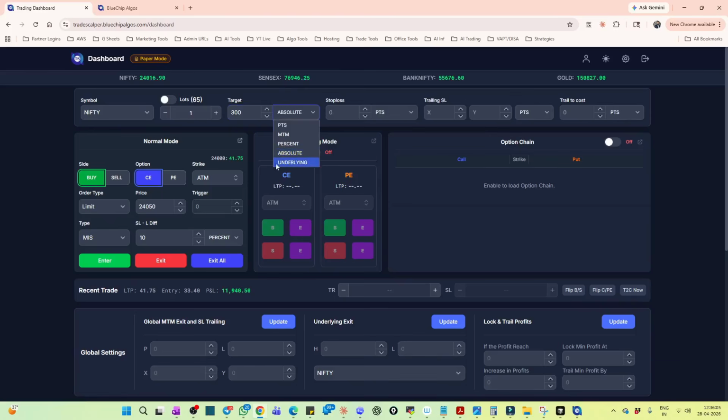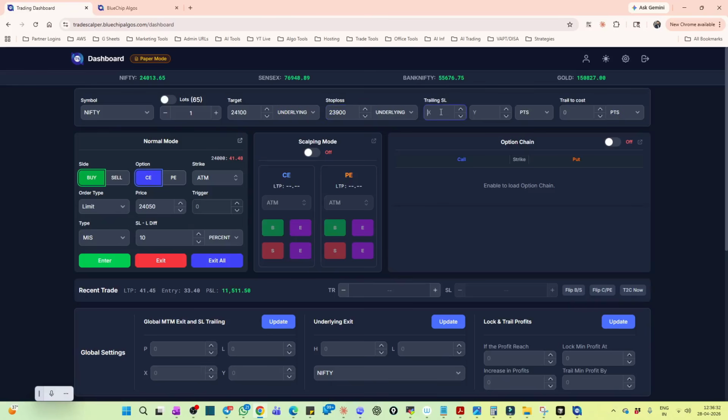Or you can also choose underlying. Once again, this is a specialty of the application. Let's say you have taken when the price reaches 24,050, you can place here 24,100. This is the target, and then stop loss also you can place 23,900 or 23,950, whatever you want. So when these underlying levels reach, the position will be exited, and you can preset these even before entering into the position. That's the specialty of this application.